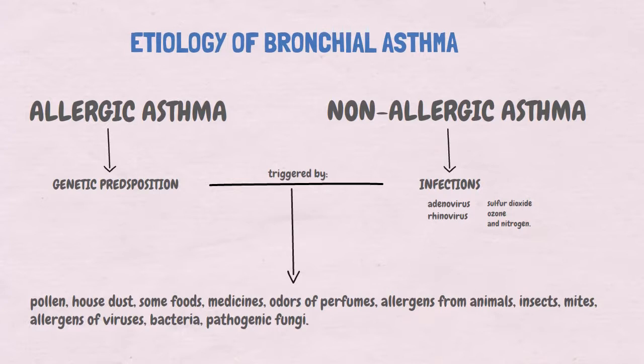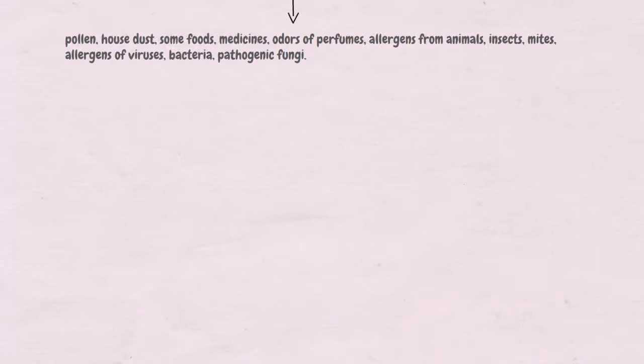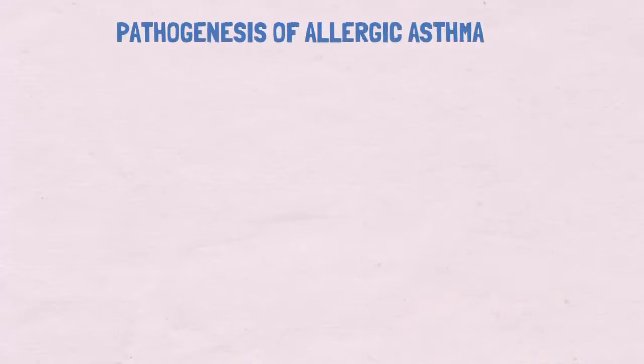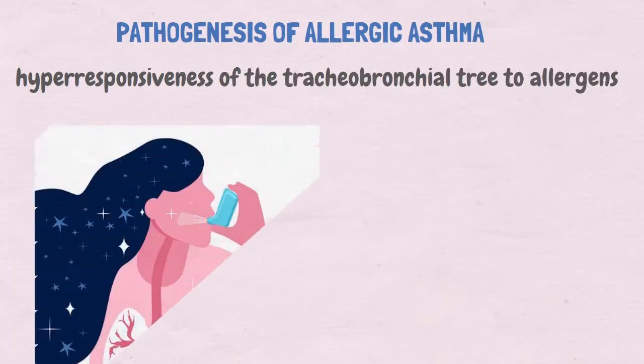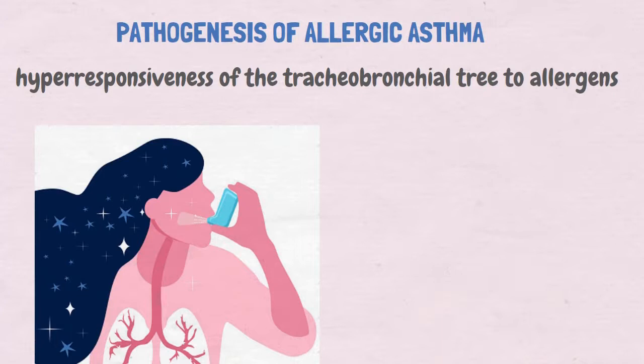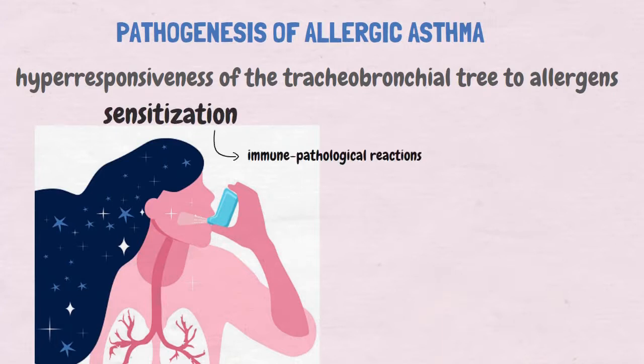So now let's move to the pathogenesis of allergic asthma. The pathogenesis of allergic asthma is associated with hyperresponsiveness of the tracheobronchial tree to allergens. Patients of allergic asthma are sensitized and a number of immunopathological reactions develops. There are some blood cells participating in the inflammatory response, which are mast cells, eosinophils, lymphocytes, and airway epithelial cells.